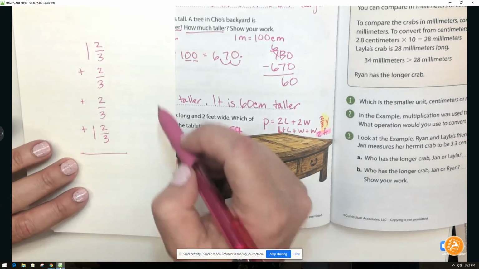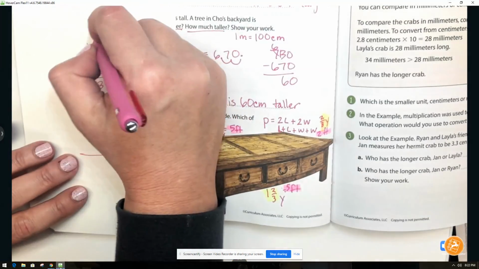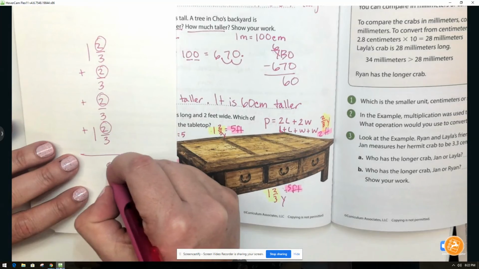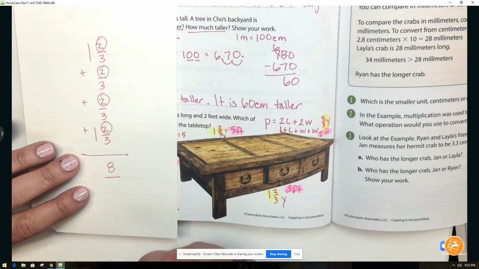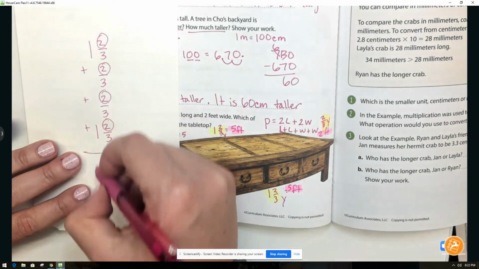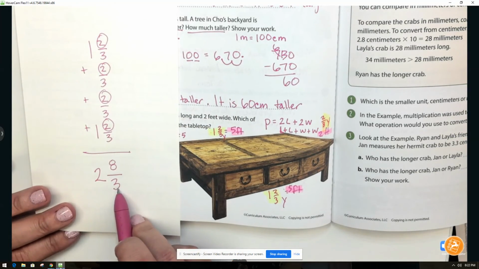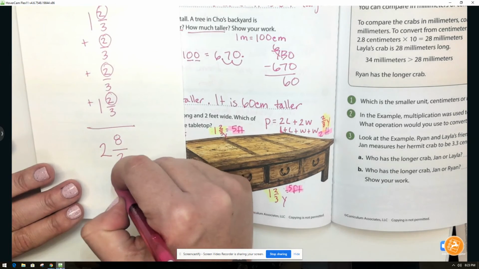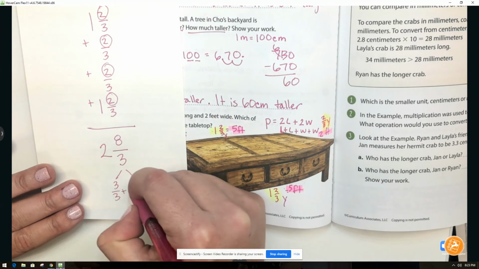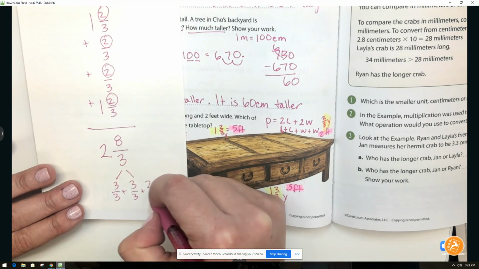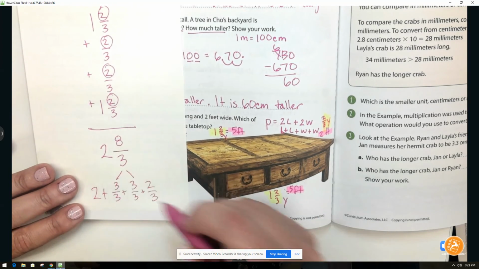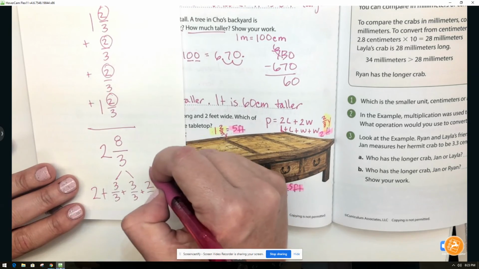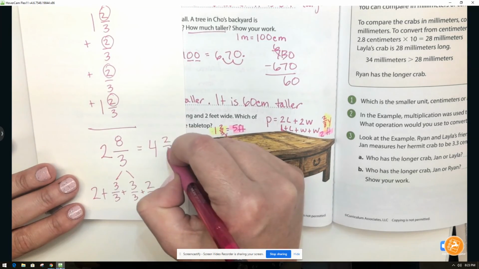Okay. I'm going to add all of my numerators first. So 2 plus 2 plus 2 plus 2 is 8. And then remember, when we add fractions, our denominator stays the same, and then we have 2 wholes. But then we need to recognize that the 8 can be divided by 3, so we can break 8/3 up into 3/3 plus 3/3 plus 2/3. This 8/3 is the same as 2 wholes plus 2/3. So our total answer is 4 2/3.